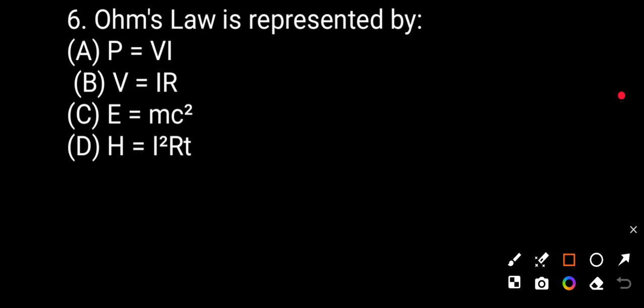Question number 6. Ohm's law is represented by P = V × I, V = IR, E = mc², H = I²Rt. The correct answer will be B, V = IR.